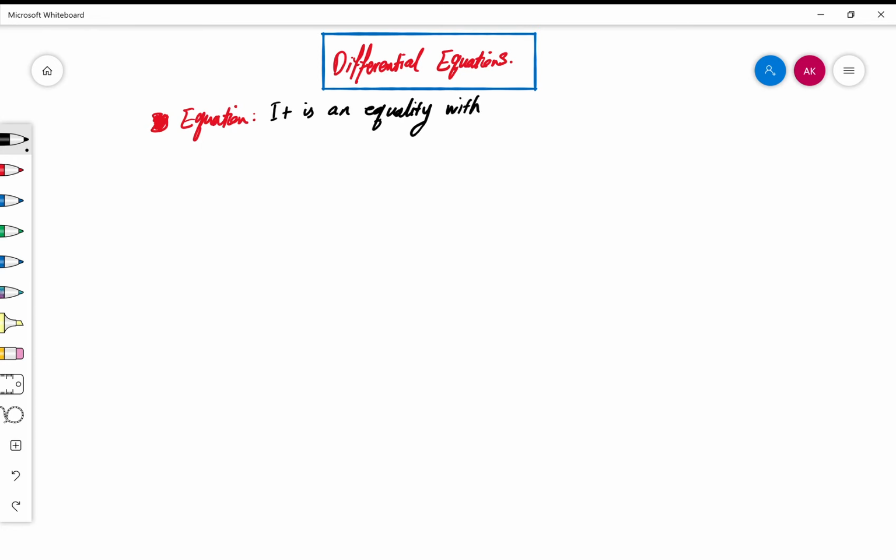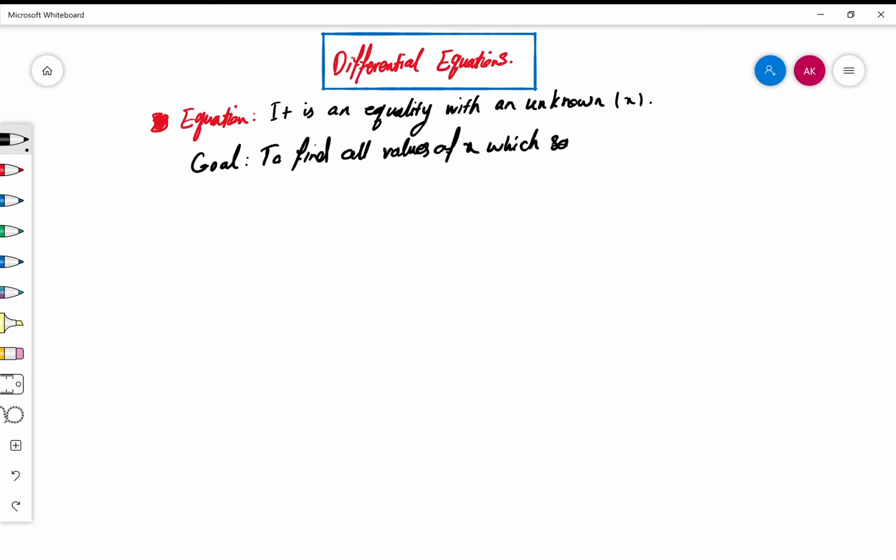with an unknown. So we have an equality and we have an unknown. Usually we denote it by x. And then what is the goal? Well, the goal is to find all values of x which satisfy the equation, satisfy the equality. It's called the solution, or a solution.